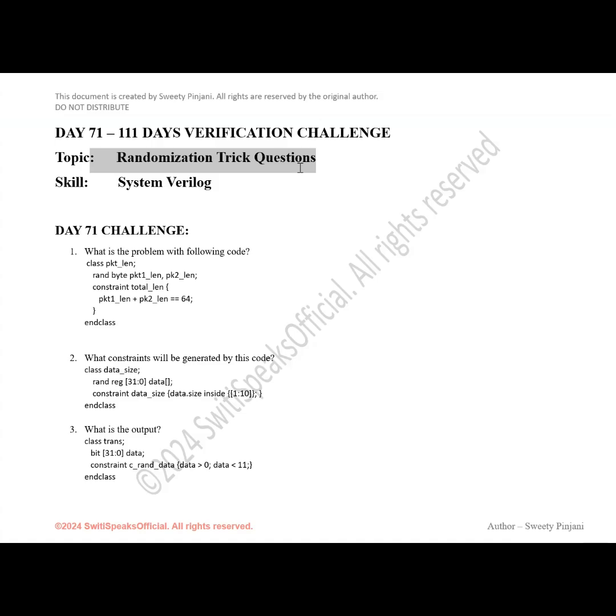Let's see today's question. I have a code. You need to find out what is the problem with this code. Let's see what the code says. You have a class packet length. You have random byte type variables packet 1 length and packet 2 length. These are two variables. Then the constraint says that the total length, packet length 1 plus packet length 2, should be equal to 64.